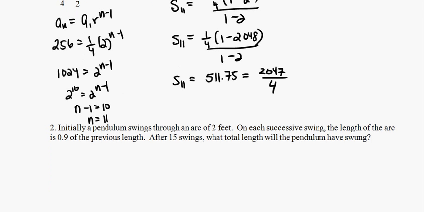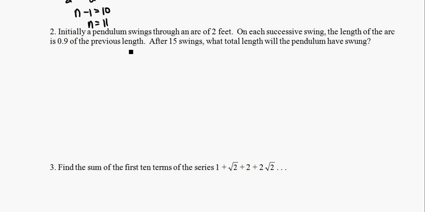Our next problem involves a pendulum. I always think of a grandfather clock swinging back and forth. It swings through an arc of 2 feet, so there's our a sub 1. Each successive swing, the length of the arc is 0.9 of the previous, so there's our common ratio. The number of terms we have here is 15 swings. What is the total length that the pendulum has moved?